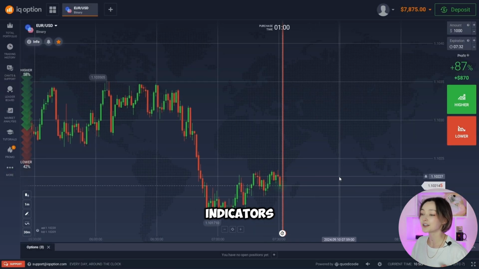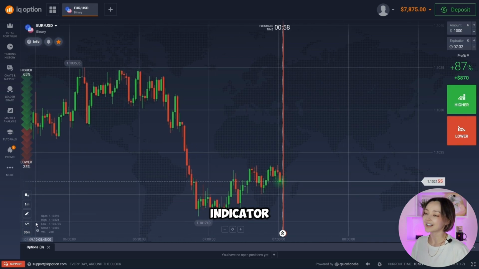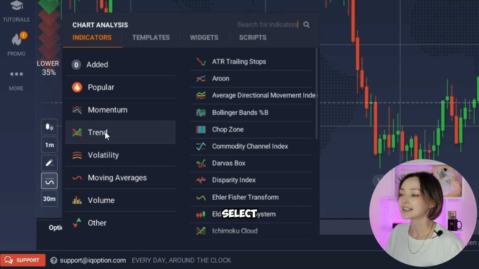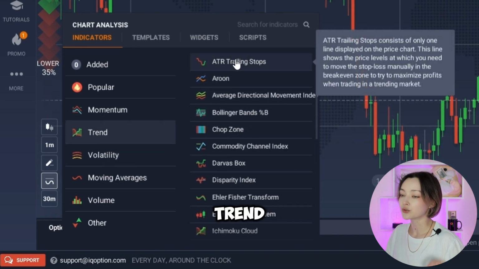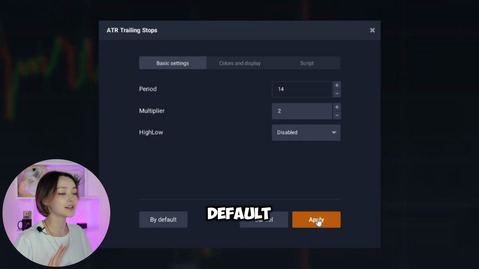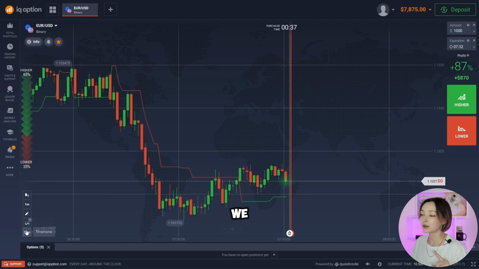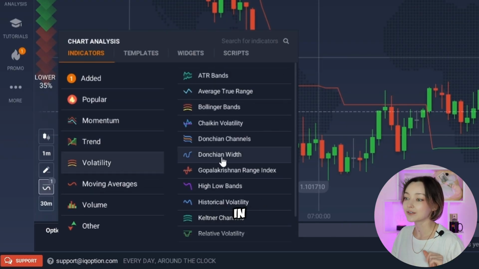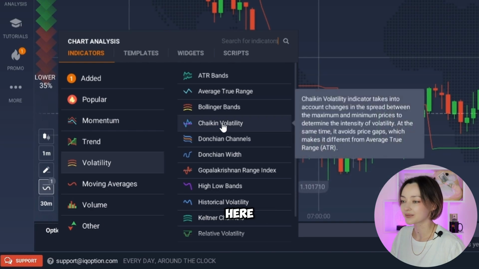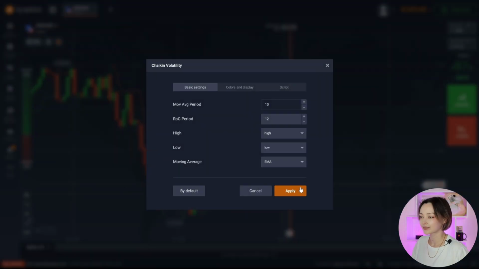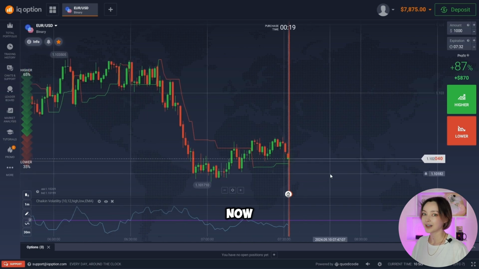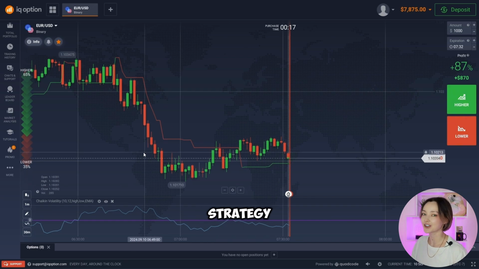Now let's add the indicators we need today. Go into the indicators section and open in the trend section. Now select the first indicator, ATR trailing stops, right here. Leave the default settings as they are. Then we go back to the indicator section, select volatility, and choose checking volatility. This one right here. Now let's see how you can trade with this strategy.